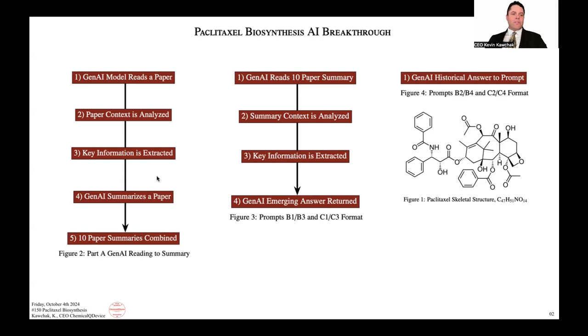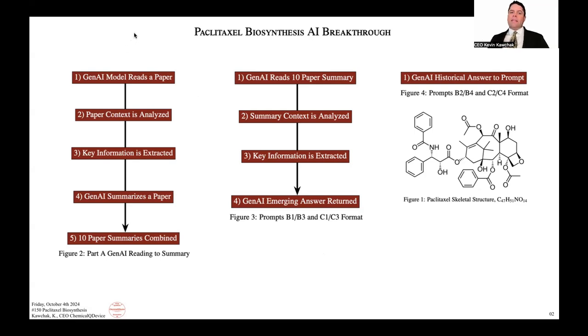It goes through and does it a little bit differently than humans do, but basically the paper context is analyzed, key information is extracted, generative AI summarizes the paper, and then these 10 summaries are combined into one single summary. And when I have that, I include the paper name, the author name, and the date. And then I use that as the input for more of these generative AI prompts.